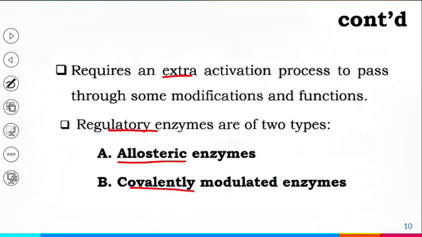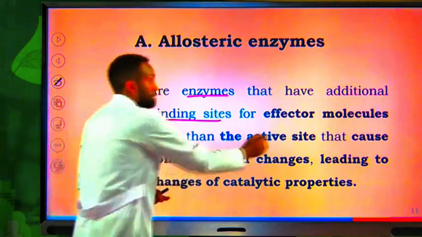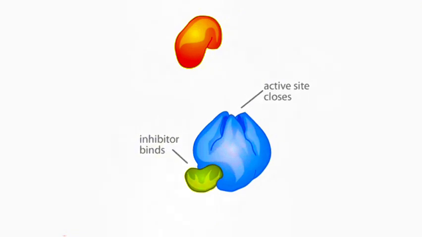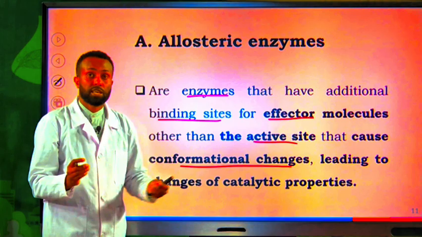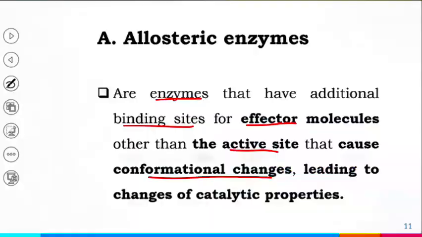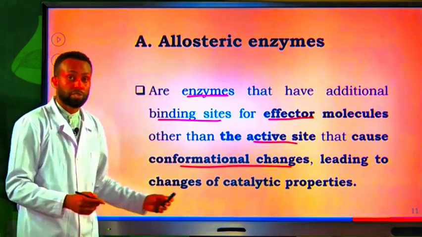Let us see one by one. Allosteric enzymes. Allosteric enzymes are enzymes that have additional binding sites for what? For effector molecules. That causes conformational changes leading to changes of catalytic property. So in the case of allosteric enzymes, besides the active site, the enzyme also has an additional binding site. On those allosteric binding sites, the effector molecule will bind. As a result, a conformational change will take place. This leads to a change in what?